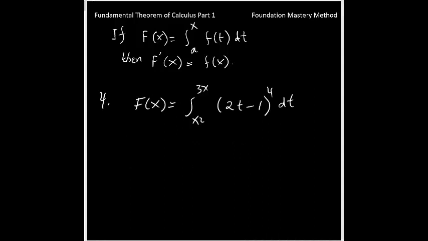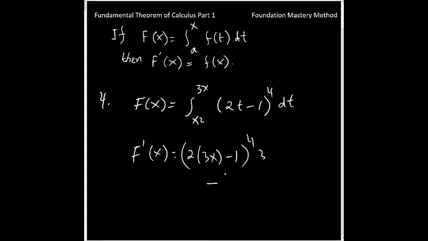We have now another problem. Here we see the limits: x squared is the lower limit and 3x is the upper limit. So what happens when you take the derivative of the function, first work on the top one. So you get 2 times (3x minus 1) to the 4, and then the derivative of 3x will be 3. You put a negative sign, again replace t by x squared.